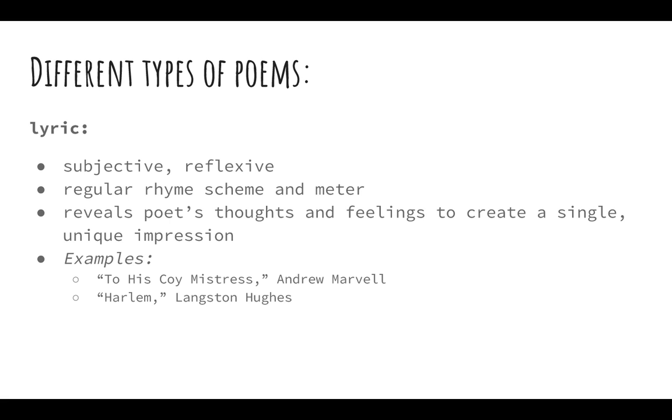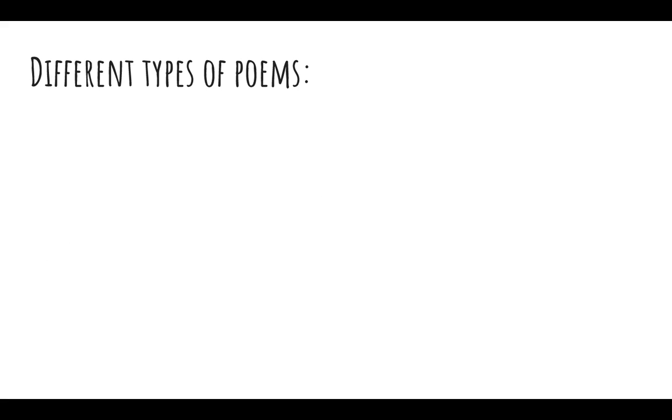So some examples, if you're curious to look up more, ones that we might come across together would be To His Coy Mistress by Andrew Marvell, Harlem by Langston Hughes, which we'll be studying a lot with A Raisin in the Sun, and Because I Could Not Stop for Death, that poem by Emily Dickinson, which we have used to practice together with meter in class.